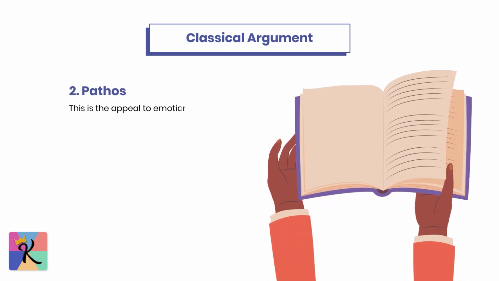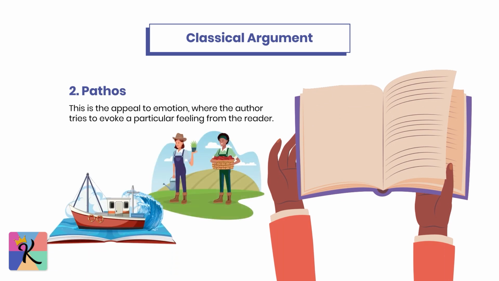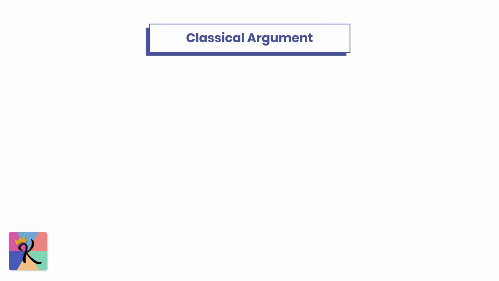Pathos. This is the appeal to emotion, where the author tries to evoke a particular feeling from the reader. This could involve using vivid imagery, compelling stories, or an emotionally charged writing style. For Carr's passages that emphasize pathos, it's important to ask yourself how the author's choice of words or examples is meant to make you feel.